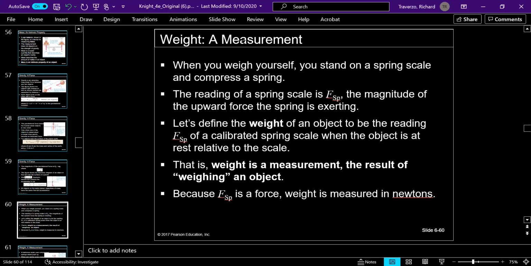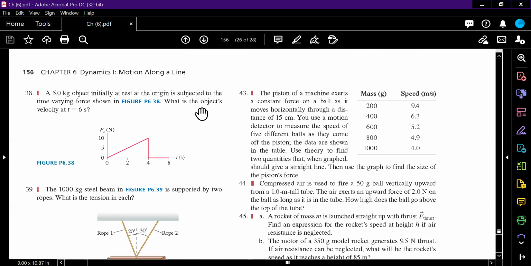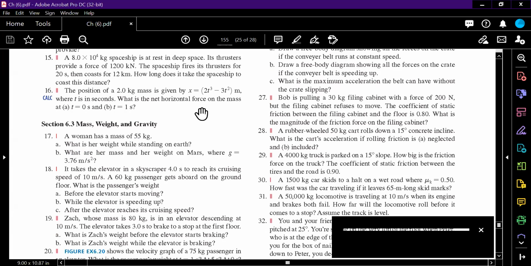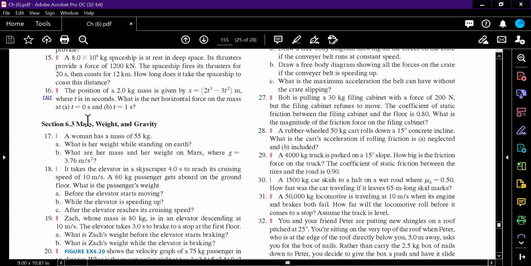And so let's go through some examples. We should really go through the book to get a better feeling of mass, weight, and gravity. So let's go back to these. Let me find them. There we go. So section 6.3, mass, weight, and gravity. So let's talk about some of these questions real quick, and depending on how we feel about them, we might even work them out.